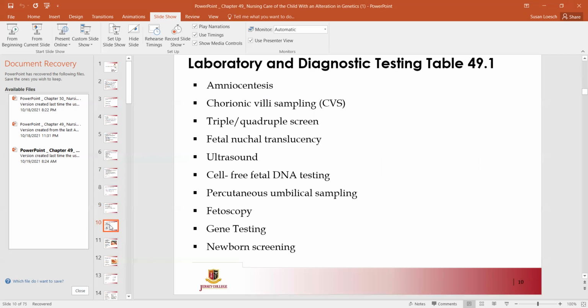So first, we're going to talk about amniocentesis. All right, this is an ultrasound guide, and we use it to determine the location of the placenta. A needle is guided through the abdomen and the uterine cavity to obtain the amniotic sample.